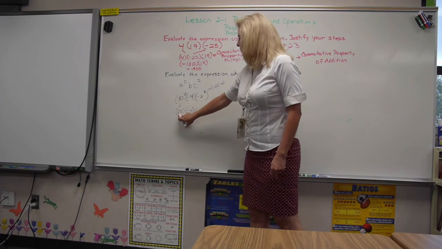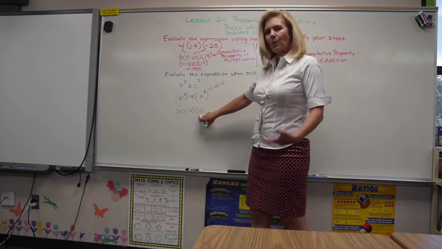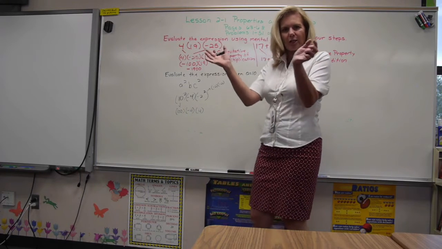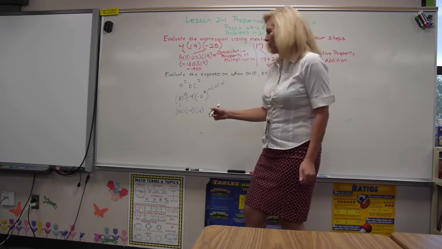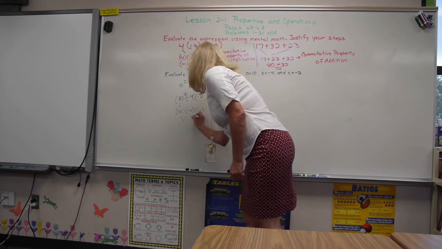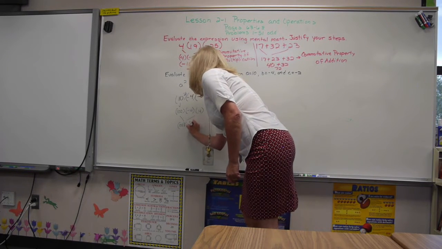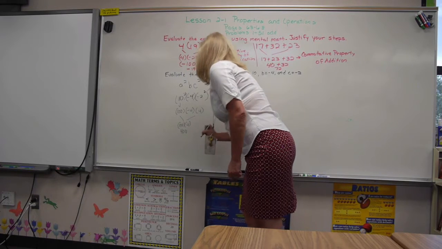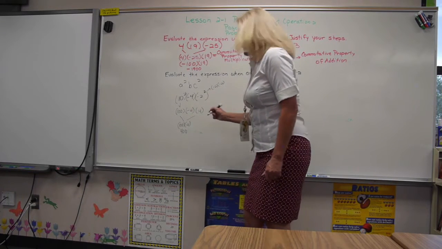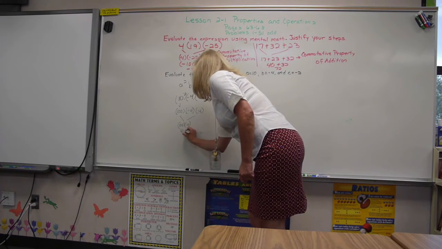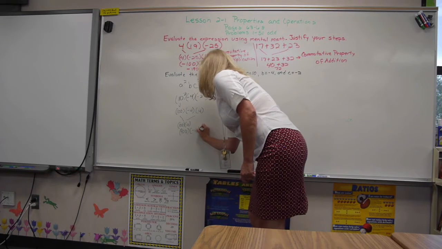Well, I know that 100 times 4 is 400, so I'm going to commute that using the commutative property of multiplication, and I'm going to do these two first. So I'm going to do 100 times 4 is 400. But now I still got to pull in this -4. So I got to now take my 400, multiply it by -4.